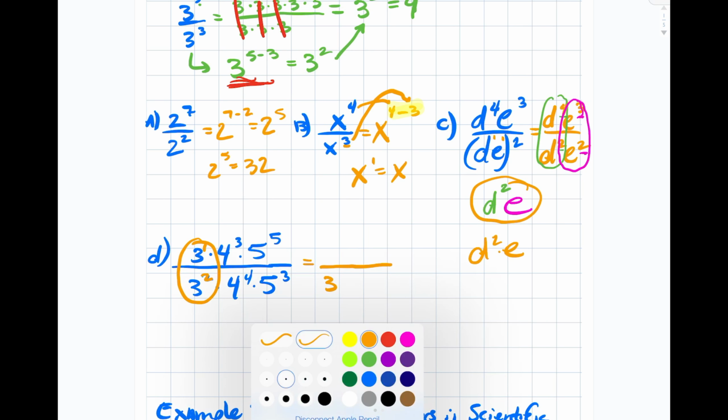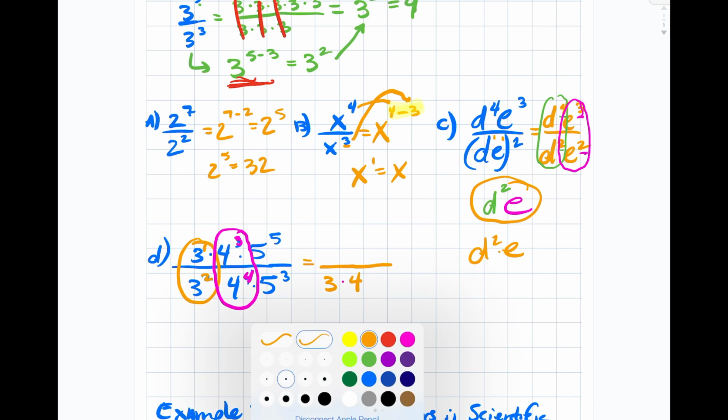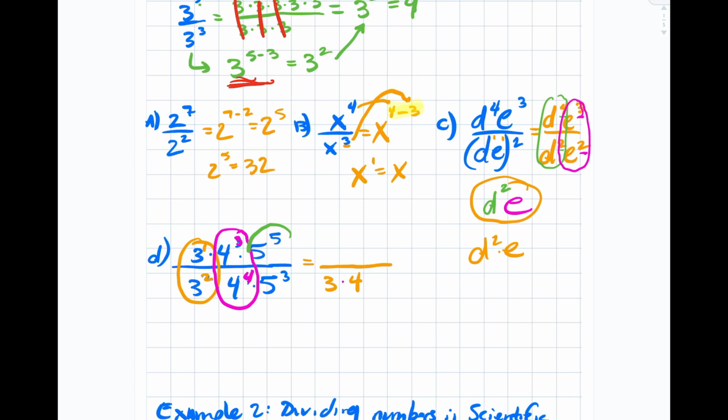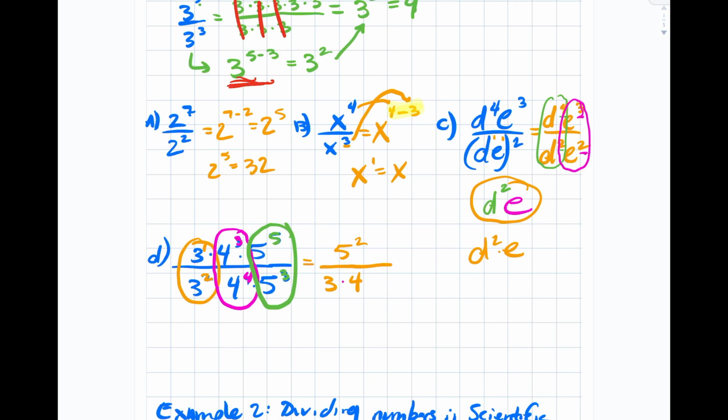Next, let's take a look at these 4's. There are more 4's on the bottom: 3 4's on the top and 4 4's on the bottom. That leaves 1 4 left over on the bottom. Now let's take a look at the 5's. There are more 5's on the top. How many more? We can all see that's going to be 5 squared, 5 to the 2nd power.